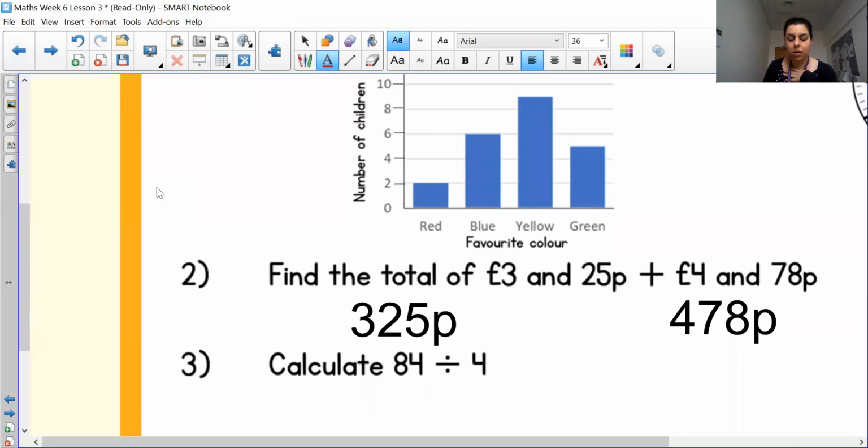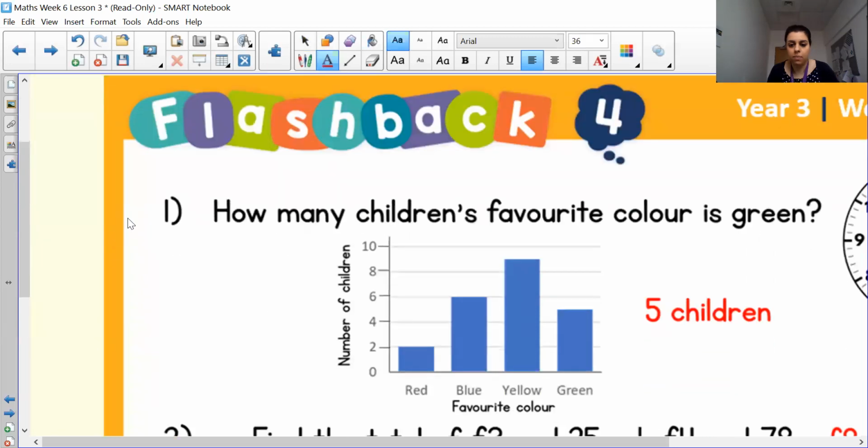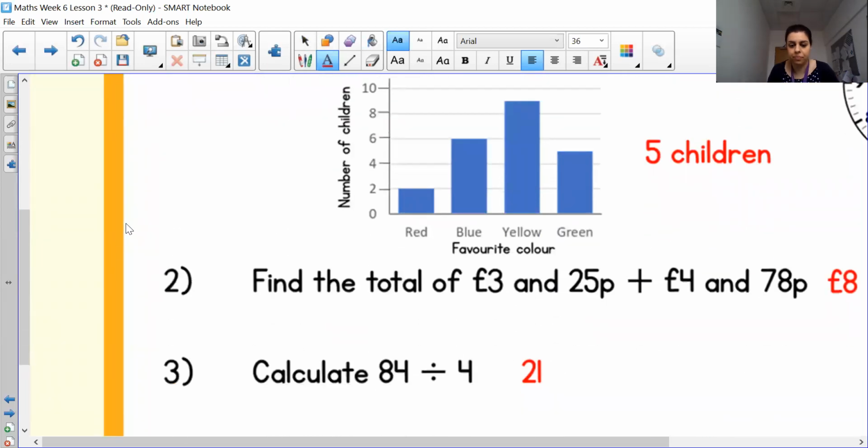Question 3, calculate 84 divided by 4. So you can draw 4 circles and share 84 into the 4 and count how many is in one circle. Or if you know your 4 times table, you can count up and keep going until you get to 84 and see how many you get to. So hopefully for that one you would have got 21. What you could have also done is divide 8 by 4, which is 2, and 4 by 4, which is 1, which I'm sure some of you did as well. So well done if you got that one.